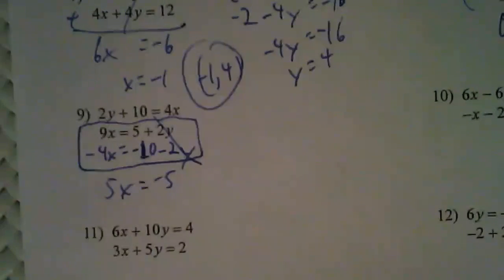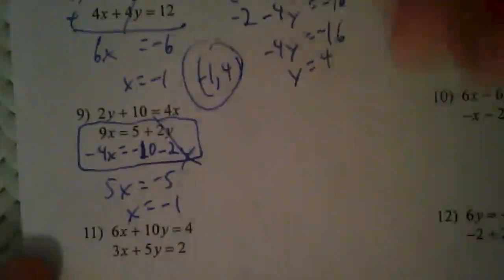So if we flip this, we get negative 4x equals negative 10 minus 2y. Now add these two equations together, the original bottom one and then the top one that's been changed. Combine our like terms. This is now positive 5x. This is negative 5. And these cancel out. So divide by 5, and x is -1.